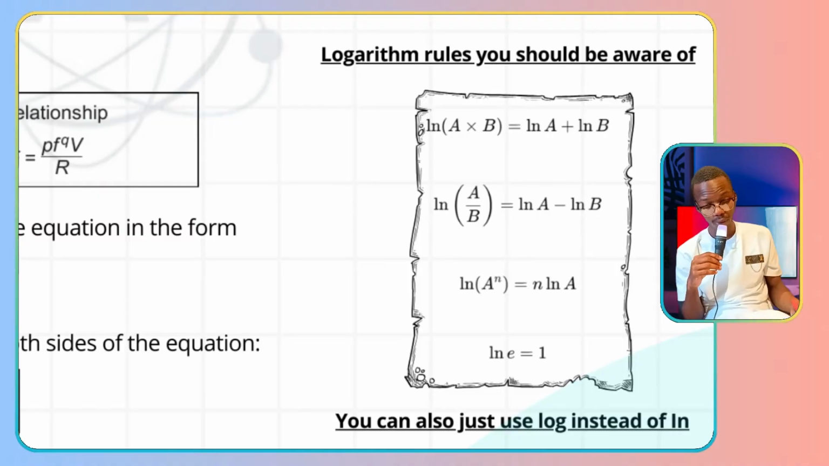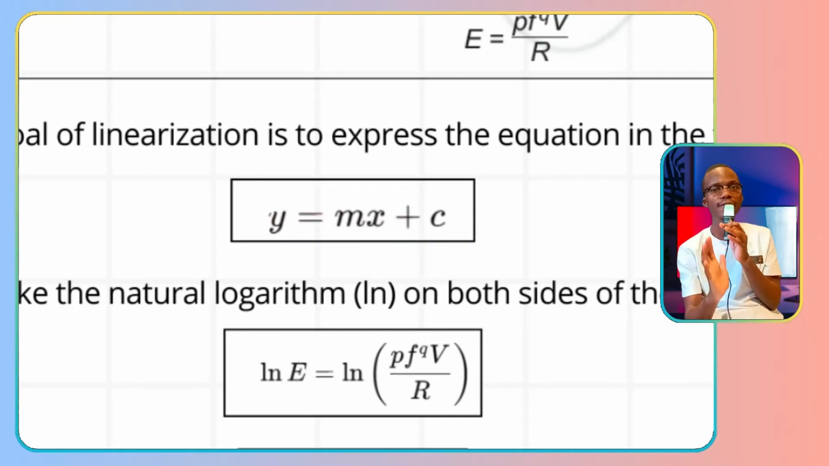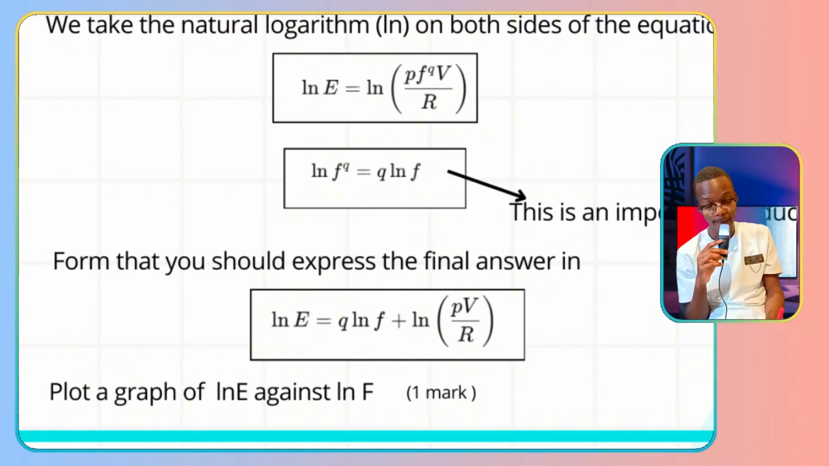So the whole point is to say, how can I convert that equation into the form y = mx + c, where the independent variable is x and the dependent variable is alone in isolation on one side. So E is already on one side. That's perfect. Already in isolation. So I can group PV over R as one thing. So ln E will be equal to ln f to the power of q plus, remember now it's multiplication, ln PV over R.